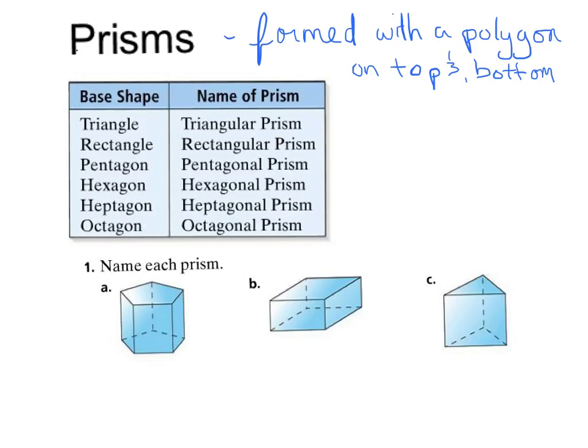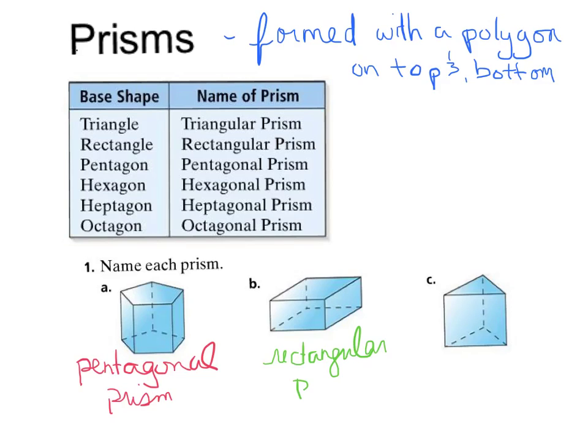So if I look at these sample prisms down the bottom, we notice down here it's got a 5-sided object on top and a 5-sided object on the bottom. So if it's 5-sided, I go up to my chart. A 5-sided object is called a pentagon. So I will call this a pentagonal prism. The next shape has a rectangle as the polygon on the top and the bottom. So I call it a rectangular prism. Letter C is a triangle on the top and on the bottom. So I will call this a triangular prism.